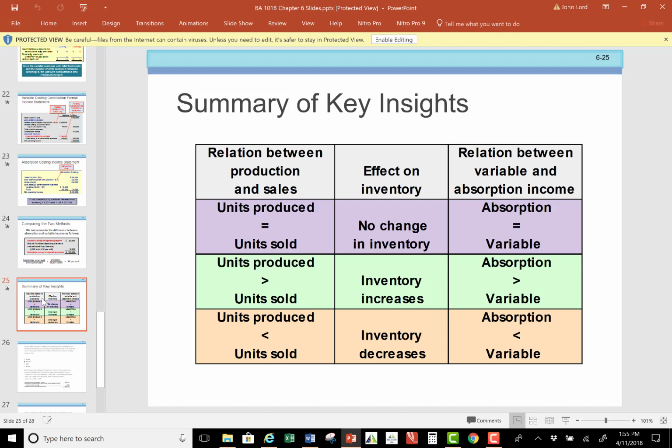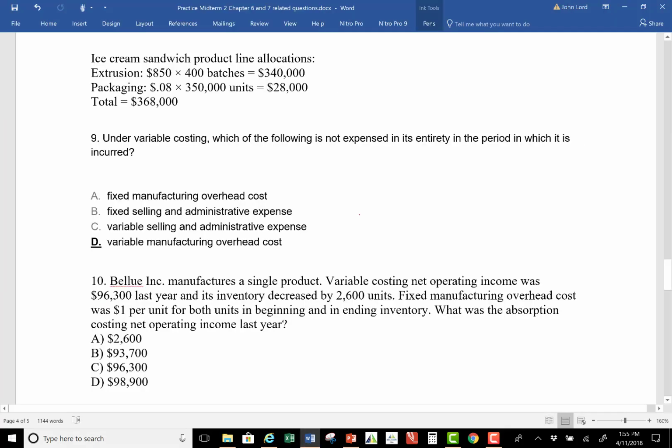So under that scenario, variable will have the larger net income, because absorption is now putting fixed costs, which were already expensed in a previous period under variable, into this period as part of cost of goods sold because we sold this period. If there's no change, then the inventory level stays the same, and absorption and variable will both show the same net income. So this slide really is everything you need to answer the chapter 6 questions related to variable costing. We still have segment reporting from chapter 6, but that was embedded in the other practice midterms we've already gone through.